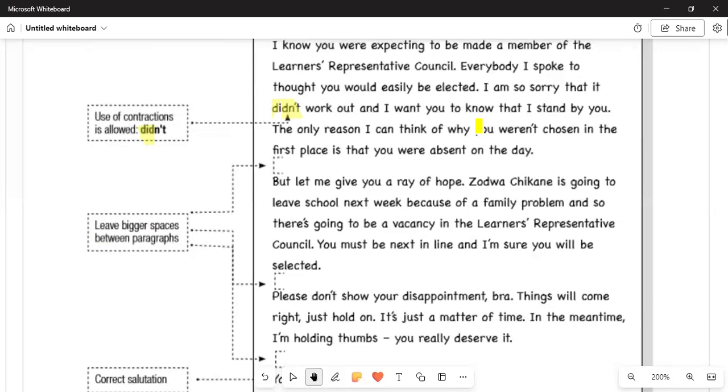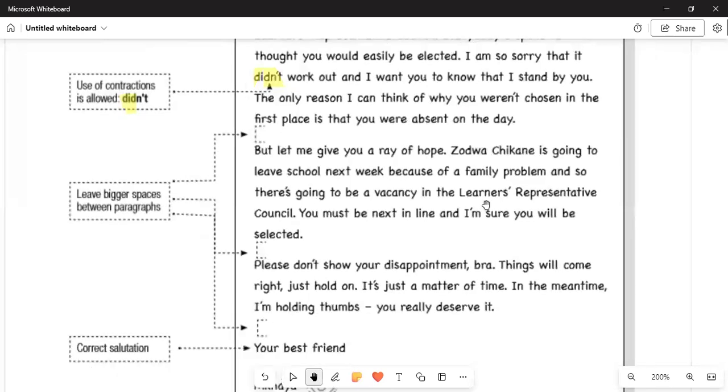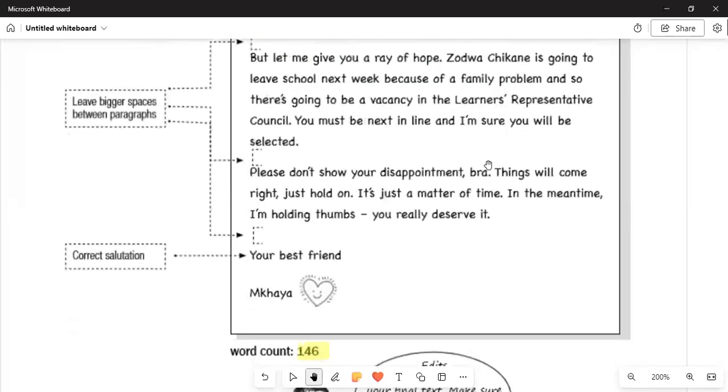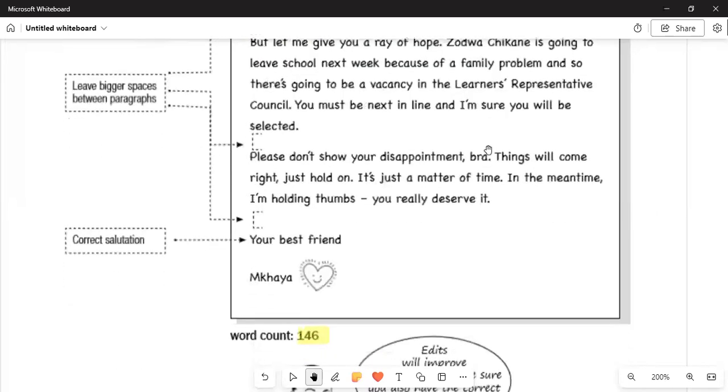And then let me give you a ray of hope. Zodwa Chikane is going to leave school next week because of a family problem, as a representative council member. So there will be a space for you. You must be next in line, and I'm sure you'll be selected. She's showing remorse and sympathy over the friend. You can see the words that are spoken there, and they are giving a sense of hope. They are giving a sense of light.